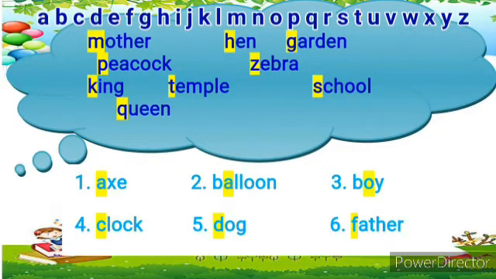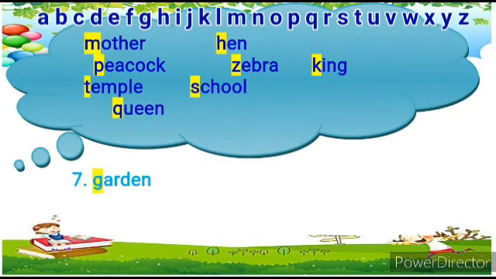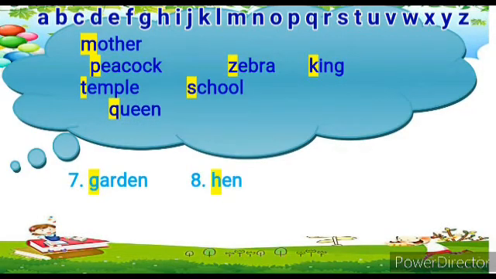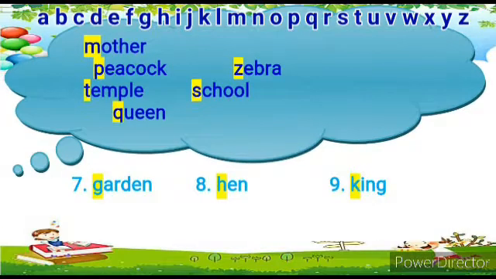Do we have the word starting with G? Yes, garden. So our seventh word will be garden. Do we have the word starting with H? Yes, hen. So our eighth word will be hen. Do we have the word starting with I? No. J? No. K? Yes, king. So our ninth word will be king.